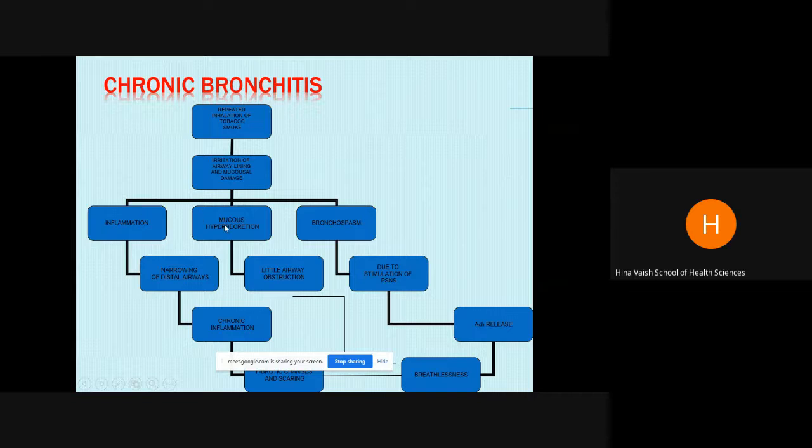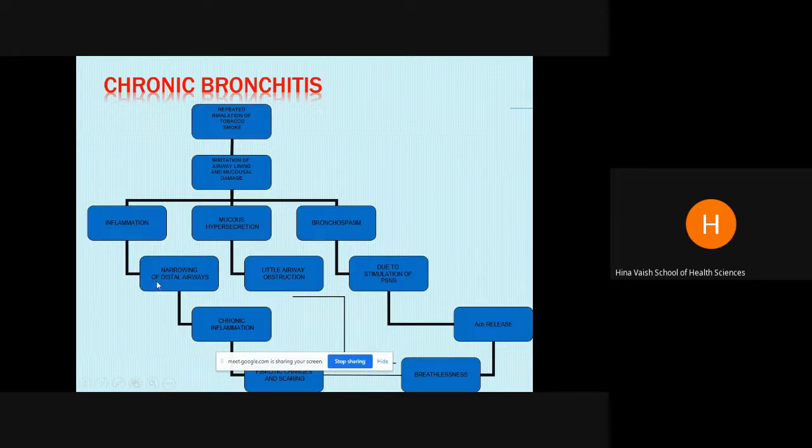Second, because the mucosa is getting irritated, there will be hypersecretion of mucus. And the third thing is that the smooth muscles over there will go into bronchospasm. So these three main features will start happening. Now, when bronchospasm starts happening, it will lead to stimulation of the parasympathetic nervous system. And due to the parasympathetic nervous system, there is release of acetylcholine, and this will lead to breathlessness in these patients.